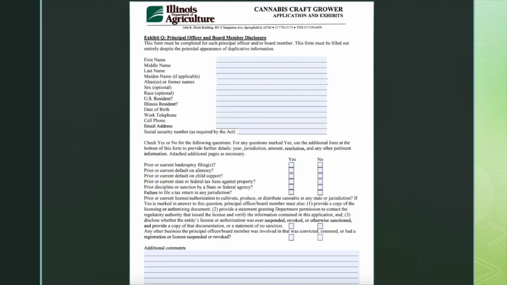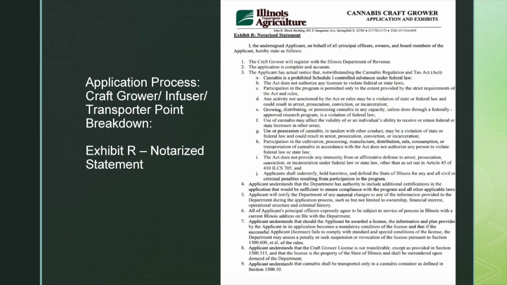Slide 44 continues to show the disclosure statements. Slide 45 goes into Exhibit R, which is a notarized statement. This is a statement saying that I acknowledge that the application is complete, that I will register with the Department of Revenue if I get a license, so on and so forth. I highly suggest that, again, you read this, ensure that you can comply with all these before you go ahead and get this notarized and submit it to the state.